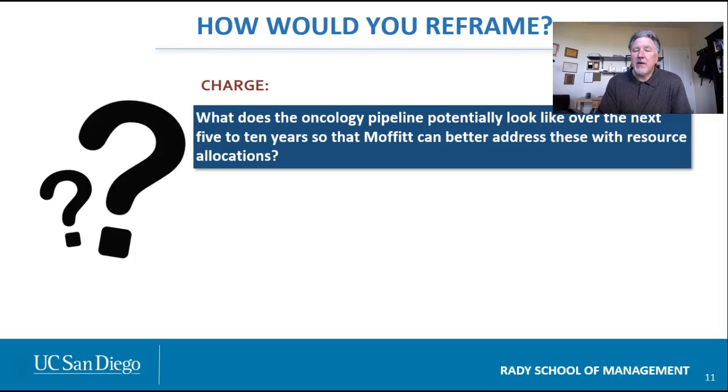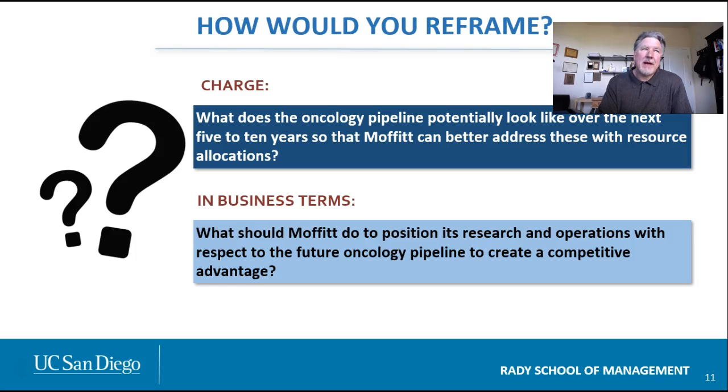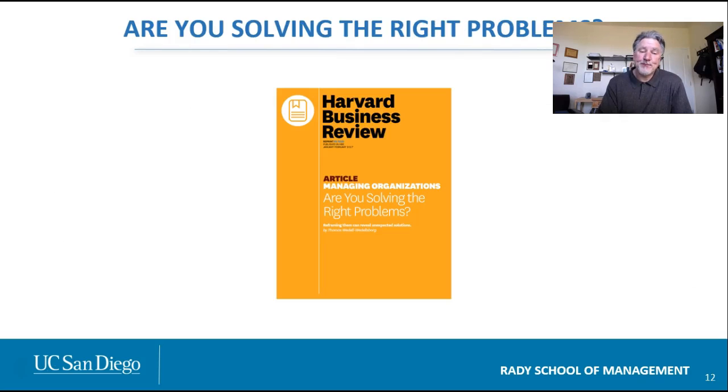Here's a brief framing of a project that we did with Moffitt Cancer Center, where they wanted the pipeline, what it would look like in 7 years. So actually a very, very broad scope, and we could have boiled the ocean and spent a whole day with a symposium looking at this. We flipped it back and redefined it in business terms, with a question as to what should Moffitt do to position its research and operations with respect to the future oncology pipeline to create competitive advantage.